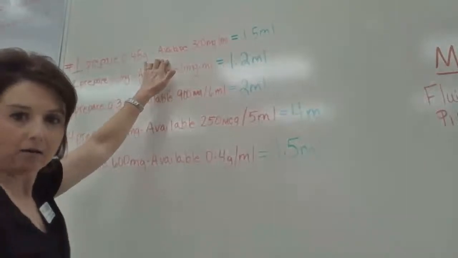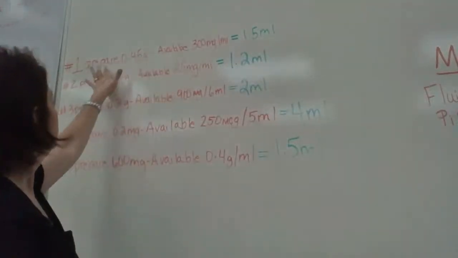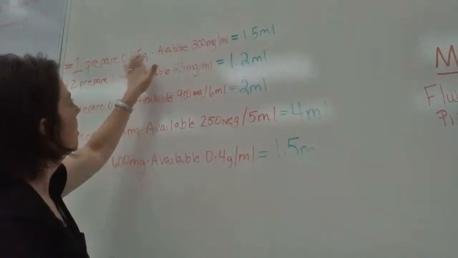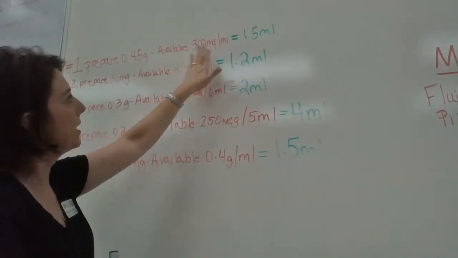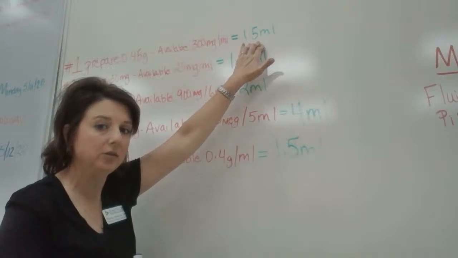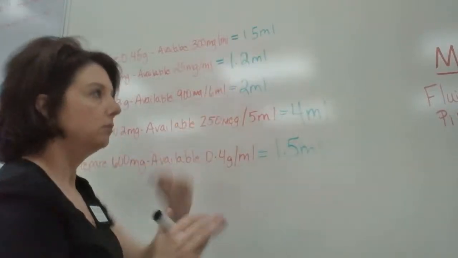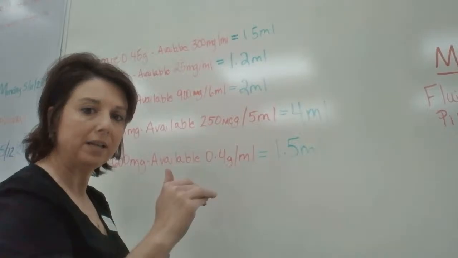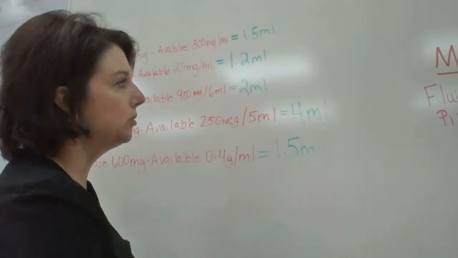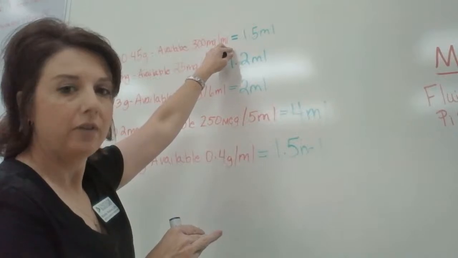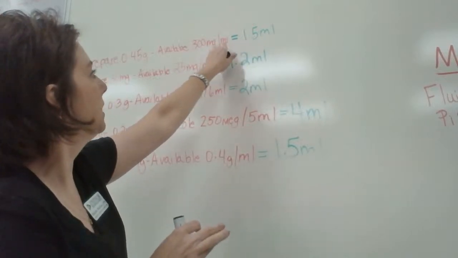So let's write it out together. We want 0.45 grams. What we have is 300 milligrams per mL. 1.5 is going to be our correct answer. So let's write it out so you can see how it's going to be written so that you can calculate your answer. We are doing a fluid volume because it is mL.